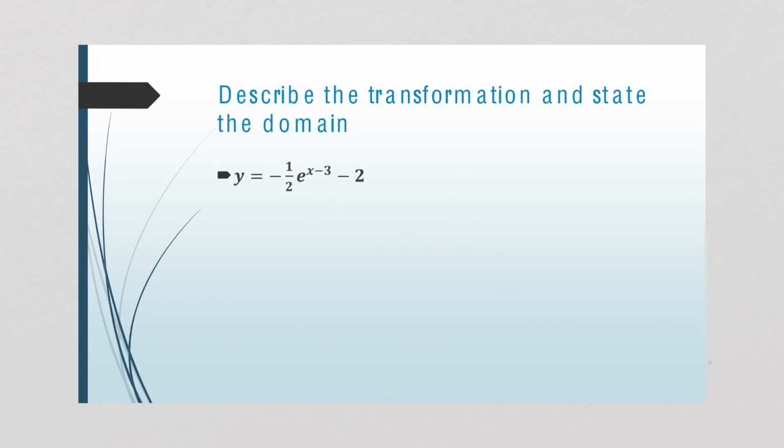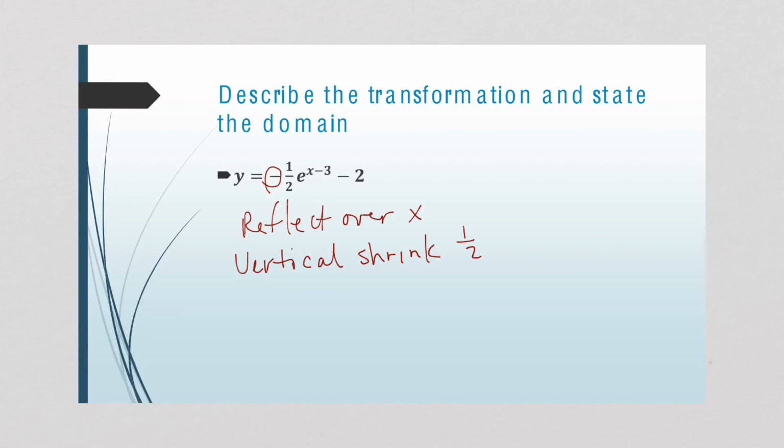Okay, next example. Very similarly, I reflect over the x-axis because of the negative. I have a vertical shrink by 1/2. I went right 3 and down 2. And this will not affect my domain because I'm talking about exponentials, so it's negative infinity to infinity.